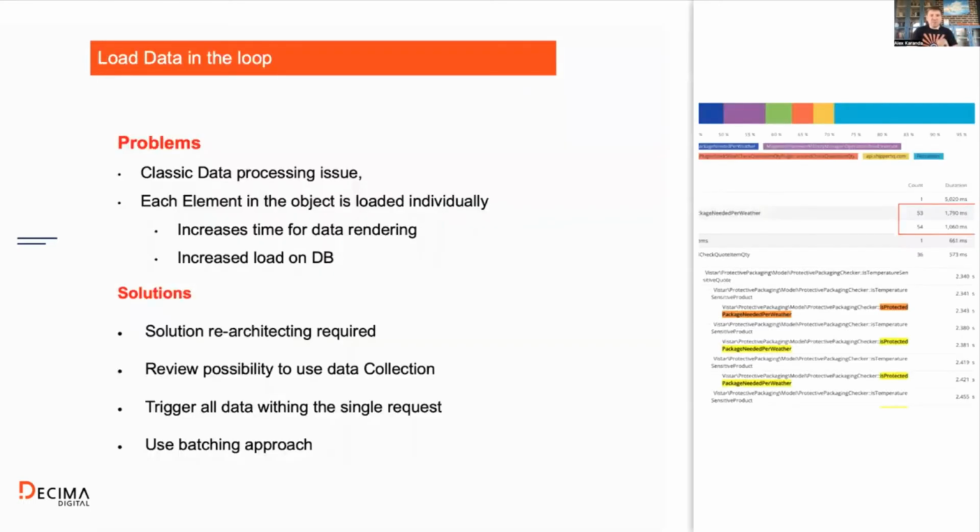Number 8, the next problem. This is the old good problem of loading and processing data in a loop. This is a classic data processing issue, which came to us from Magento 1, and it's also common for all frameworks, not Magento only. What is the problem? The problem is when each element in some collection is loaded from the database individually, which increases time for data processing and rendering, as well as increasing load on the entire infrastructure.